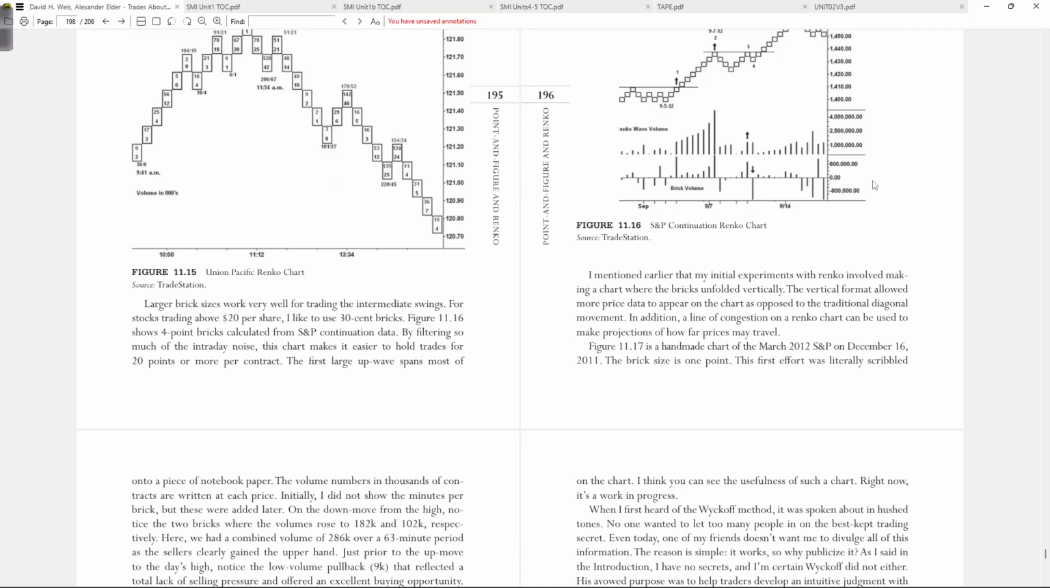After supply entered the picture. Now I mentioned earlier that my initial experiments with Renko involved making a chart where the bricks unfolded vertically. The vertical format allowed more price data to appear on the chart as opposed to the traditional diagonal movement. In addition, a line of congestion on a Renko chart can be used to make projections of how far prices may travel.